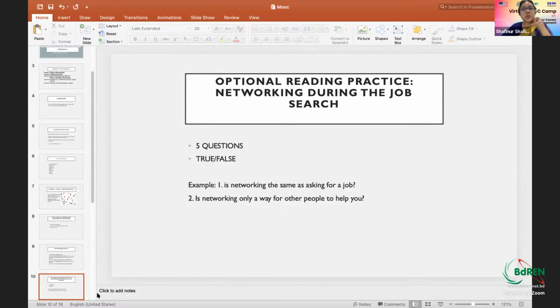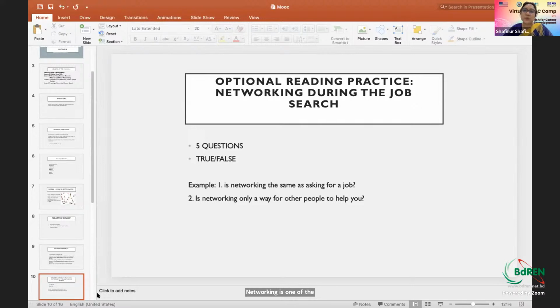If you think that networking is only a way for other people to help you, that's actually not true. That's false, because there are other ways for other people to help you. Networking is one of the ways, not the only way.